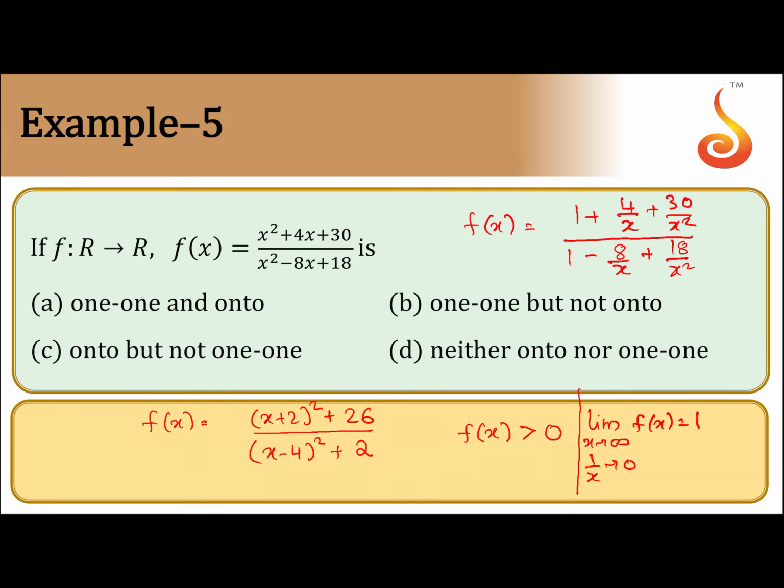So what we observe is it cannot be one-one because it's a quadratic expression and the mapping is from real numbers to real numbers. So a lot of negative real numbers are left unmapped. So it is neither onto nor one-one.